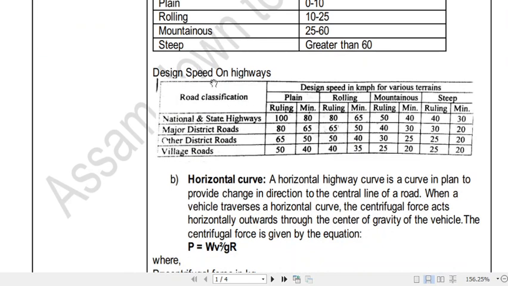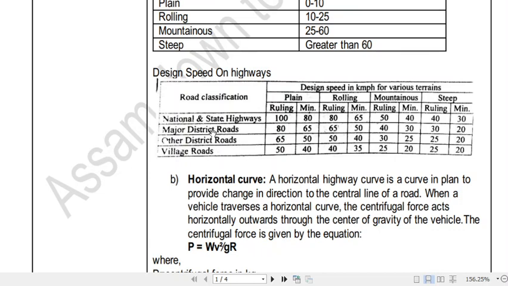Now, design speed varies with the different terrain, and based on the different road classification. For example, for national highways and state highways in plain terrain, the ruling, that is the average, is 100 km per hour, and the minimum is 80 km per hour. Basically, these design speeds are provided for all types of terrains and for all the different types of road as per the classifications.